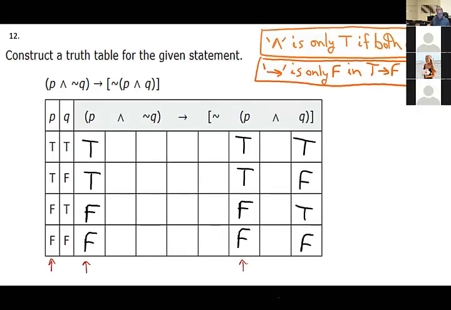And I see a Q. There's a Q column. That's true, false, true, false. So I just type in true, false, true, false. And there's also a not Q column. So I can take the Q's and just change them to their opposites. And that true, false, true, false becomes false, true, false, true.